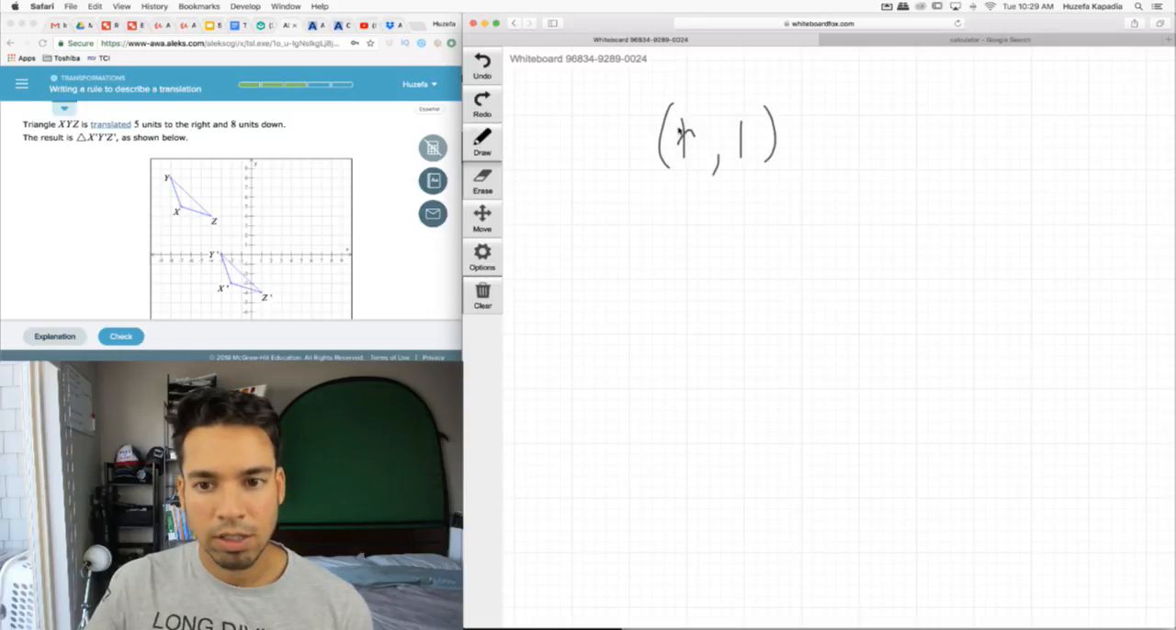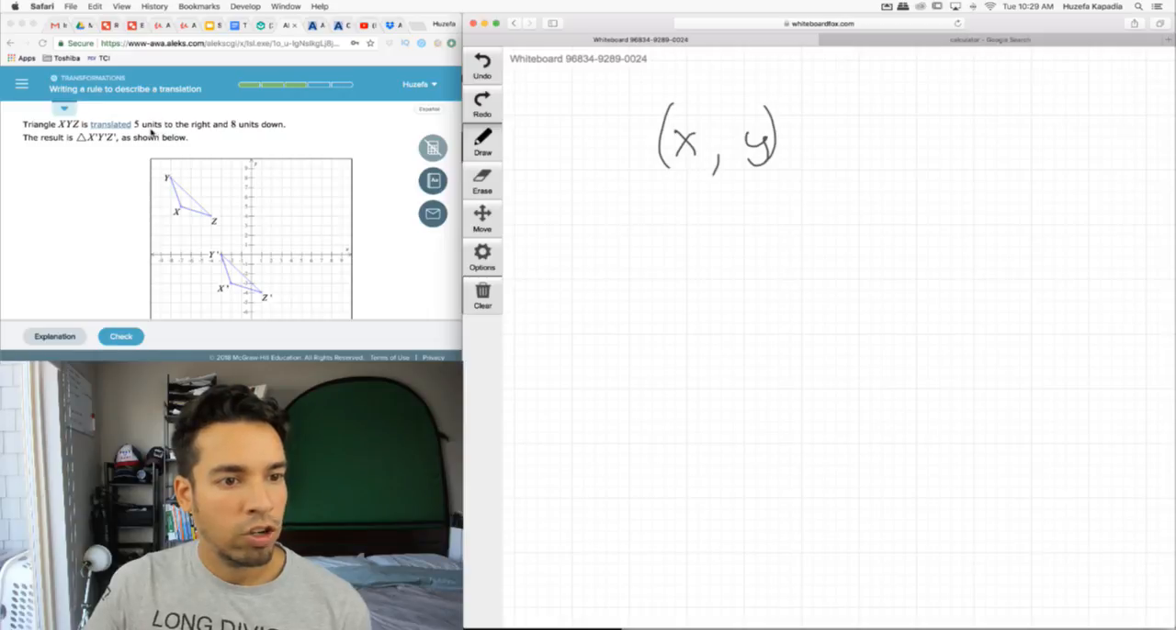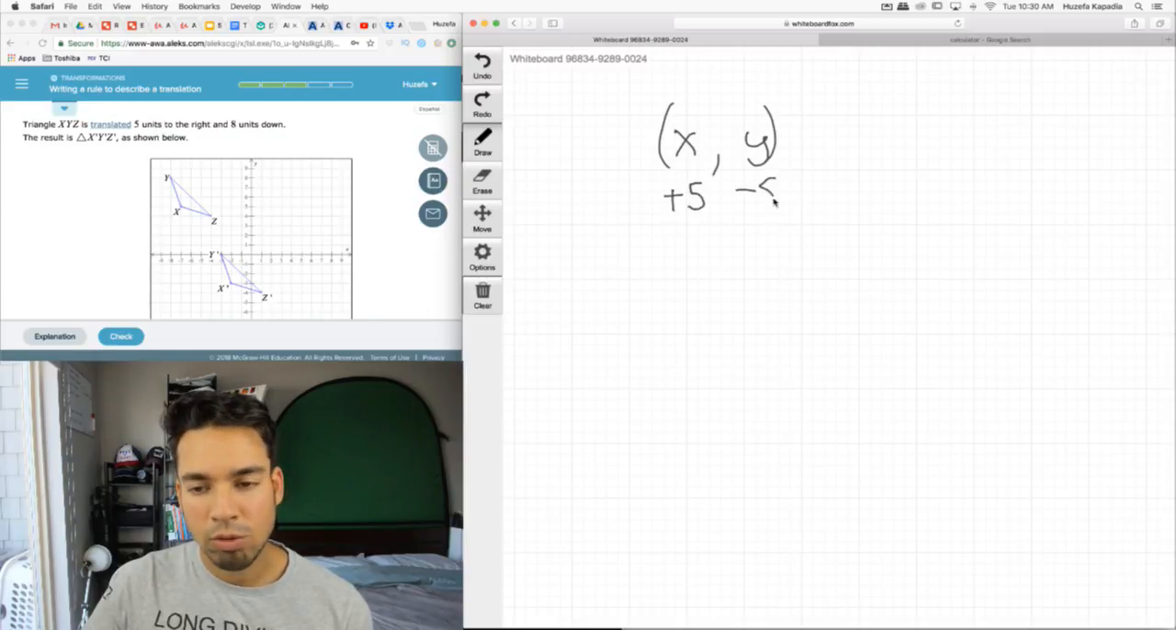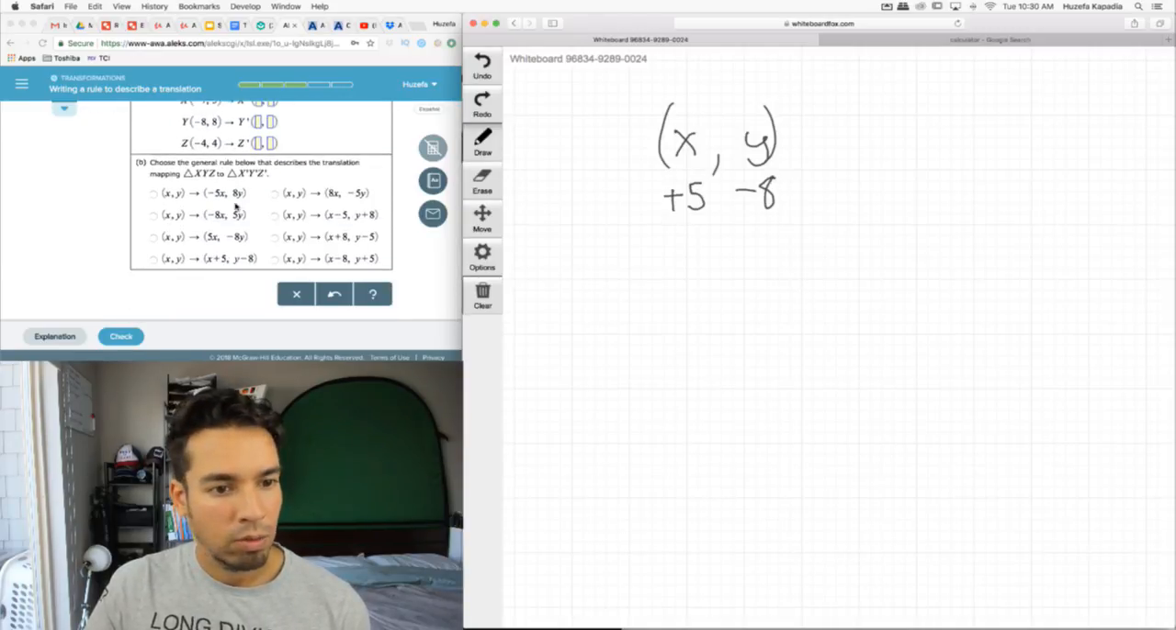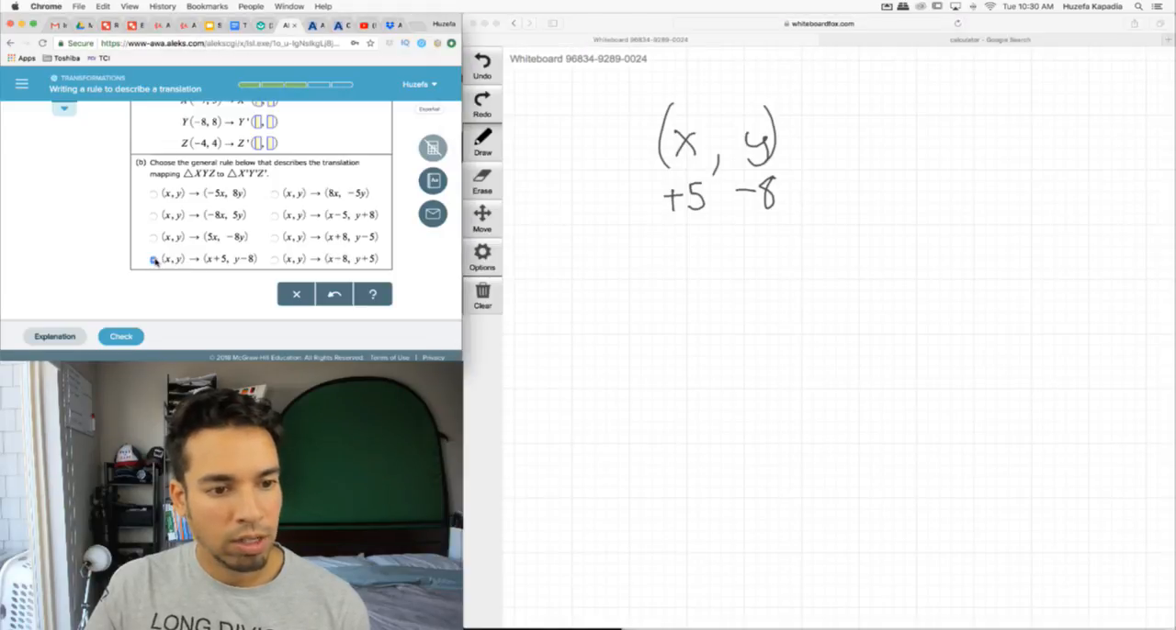Let's change this to x and y here. So x is translated 5 units to the right. So again, we're adding 5, and 8 units down, we're subtracting 8. So let's put in that rule first. We're adding 5 to the x, subtracting 8 from the y, so it's right there.